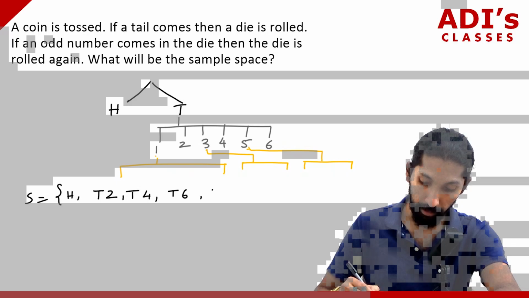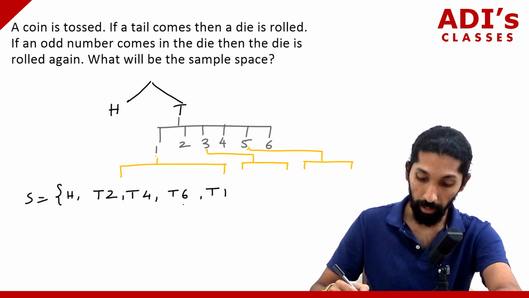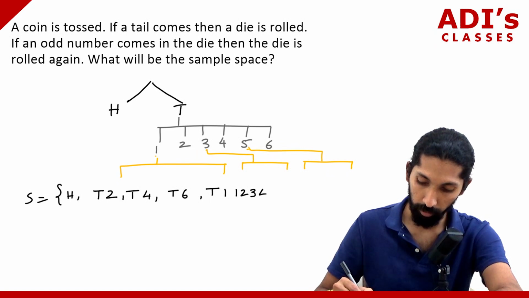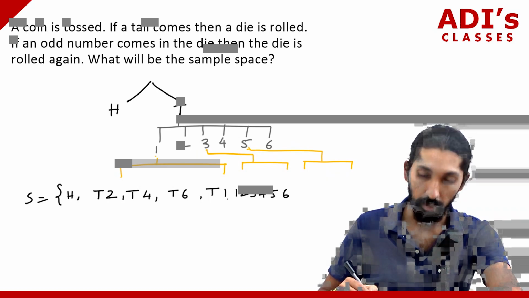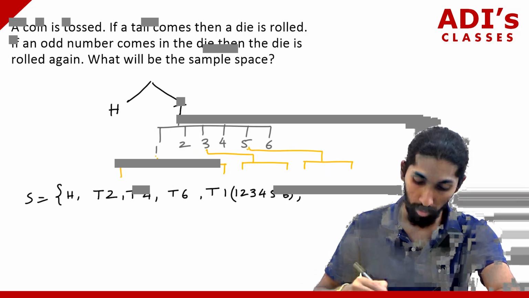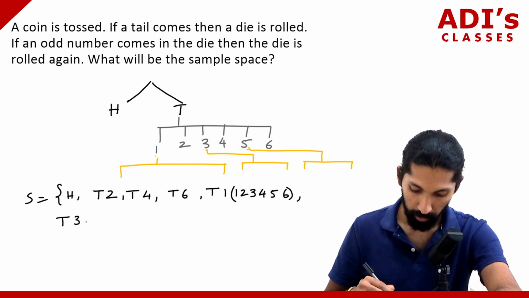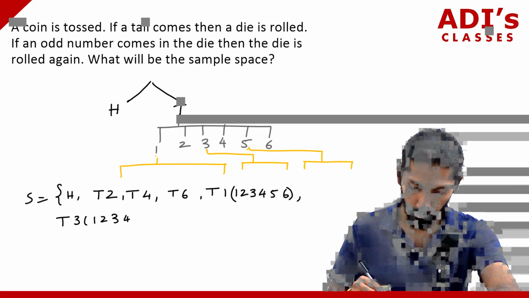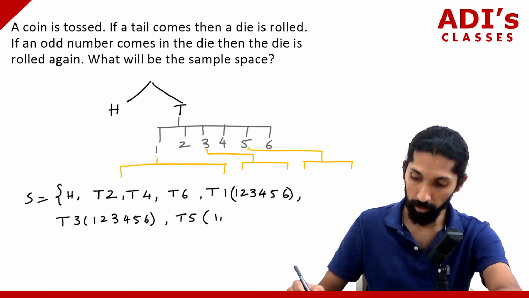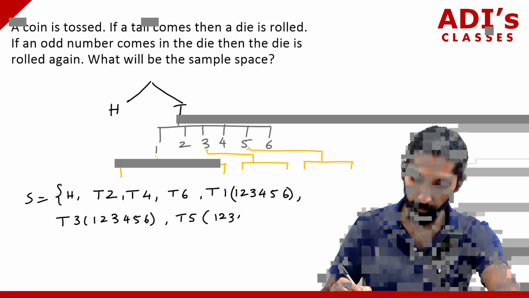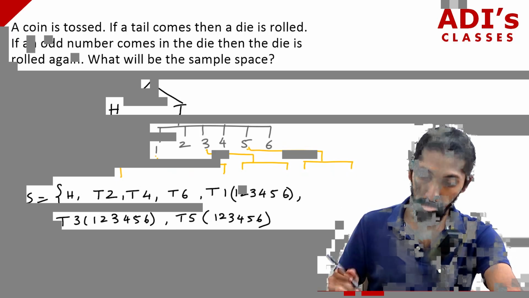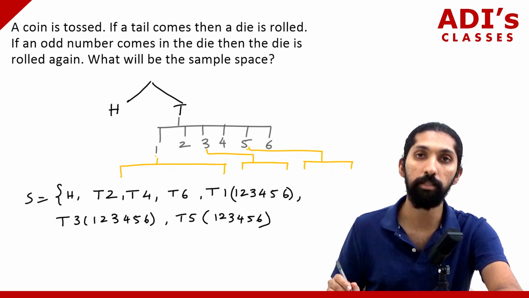Now let's do the interesting part of the problem. That is, when you have a tail and 1, again what are you going to have? You can have 1, 2, 3, 4, 5, 6. Correct? So within the tail you can have so much. Or suppose it's tail and 3, you can have 1, 2, 3, 4, 5, 6. Or tail and 5, 1, 2, 3, 4, 5, 6. Okay, now if you stop here, that's it.